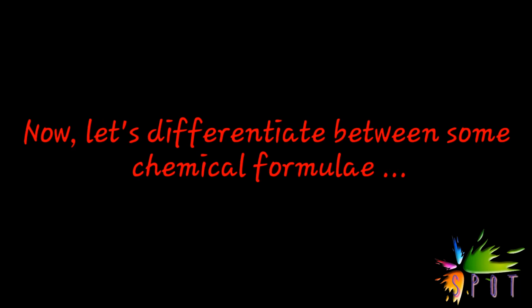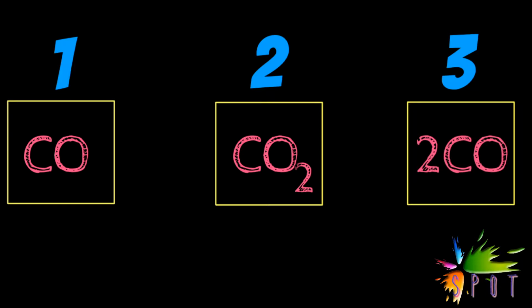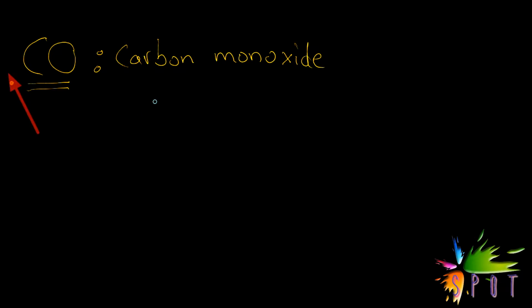Now, let's differentiate between some chemical formulae. Number 1. CO. Number 2. CO2. Number 3. 2CO. CO is called carbon monoxide. If nothing is written before the chemical formula, that means it is only one molecule of CO.